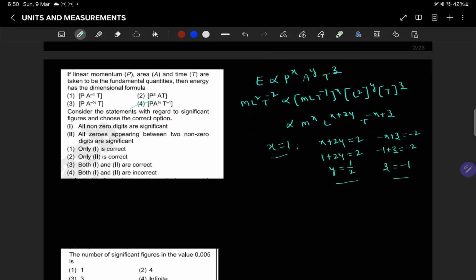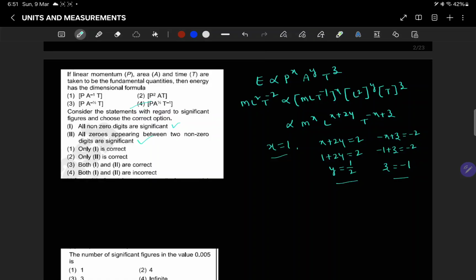Yes, students, now one more theory question here. Consider the statements regarding significant figures and choose the correct option. All non-zero digits are significant. Yes, students, it is a correct statement. All zeros appearing between two non-zero digits are significant. Yes, 1.002 has 4 significant figures. It is also correct, students.